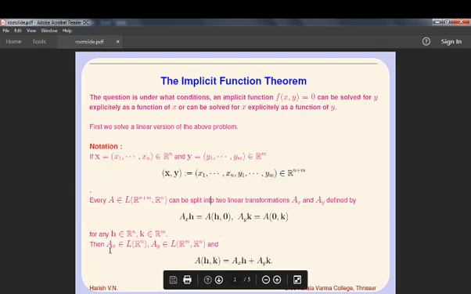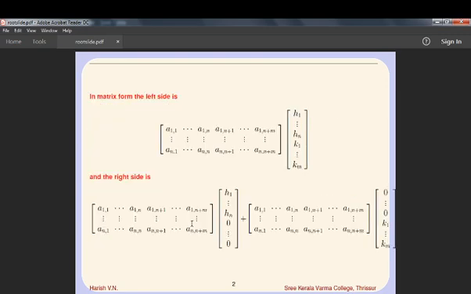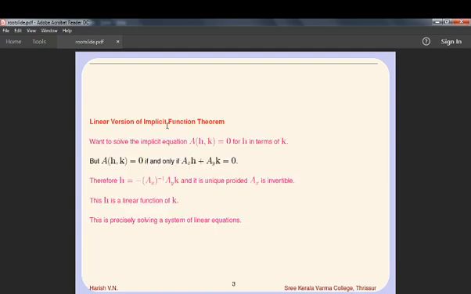Then you can easily verify that Ax is a linear transformation from Rn to Rn and Ay is a linear transformation from Rm to Rn. And A of h comma k is A of h comma 0 plus A of 0 comma k, which is AXH plus AYK. So why did we do this? We want to solve a linear version of the implicit function theorem. So what is that linear version? Let us go to that linear version of implicit function theorem.